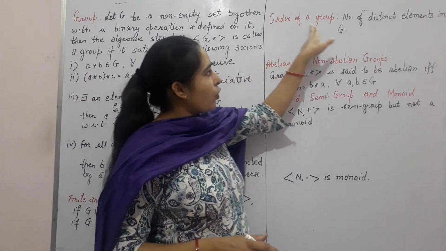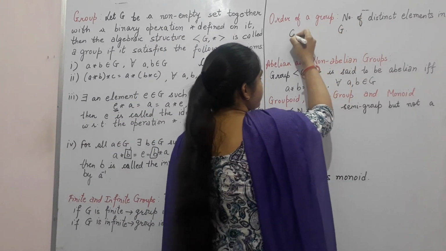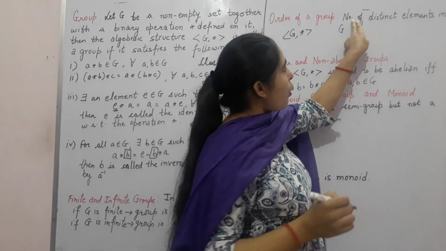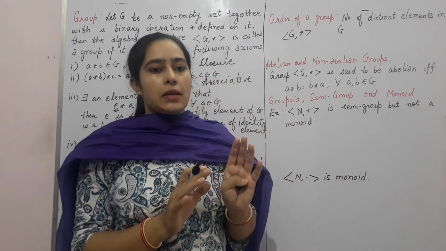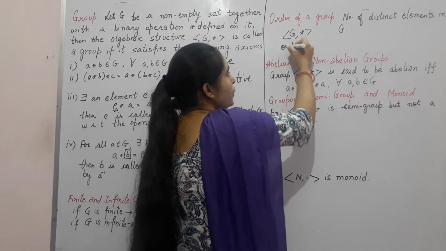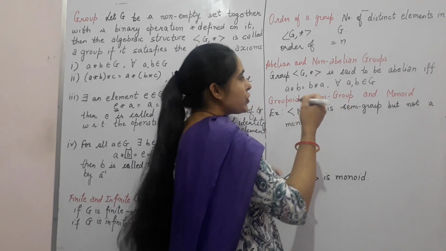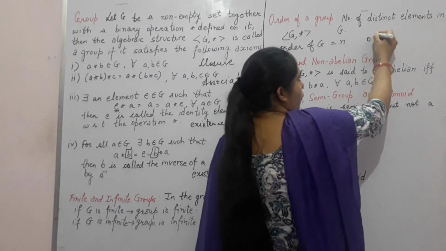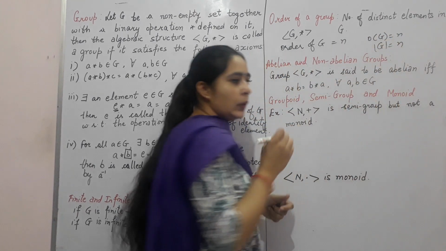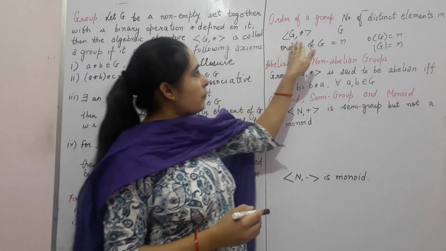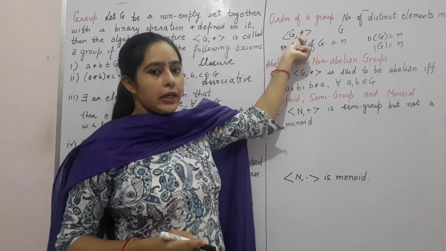Now next is order of a group. What is order of a group? In a group (G, star), if there are n distinct elements in G, then the order of this group will be equal to n. We generally denote it by order of G is equal to n, or we can write it as |G| = n. So what is the order? Order is the number of distinct elements in this non-empty set G which forms the group.